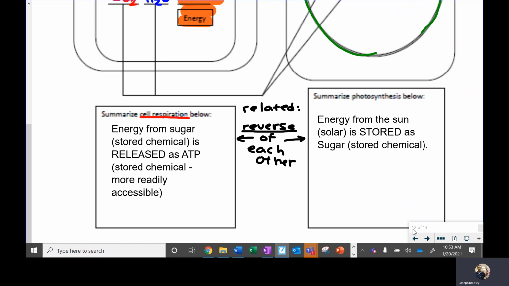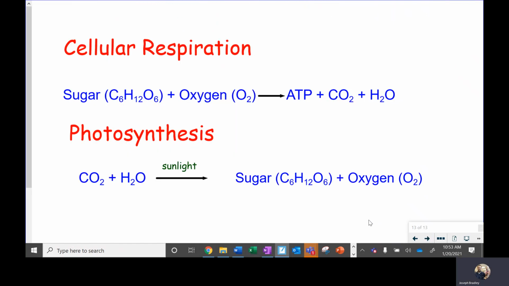All right. So to summarize, here are the two formulas. Cellular respiration is sugar plus oxygen yields ATP, CO2, and water. Photosynthesis is CO2 and water yielding sugar and oxygen, using sunlight as an energy source to break up the water into hydrogen and oxygen to be added to the CO2.